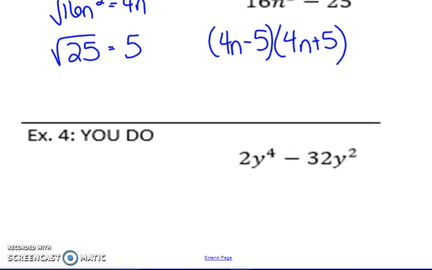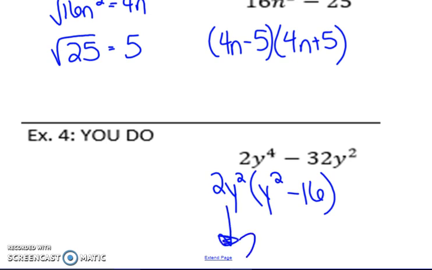Example 4, we do have two terms. In this case, we also have a GCF. So I'm going to pull out not only a 2, but I'm also going to pull out that y squared. We still want to make sure we're taking out the greatest common factor that we can. Well, that leaves me with y squared, and that leaves me with minus 16. I'm going to draw my arrow, make sure my GCF still comes out in my final answer.